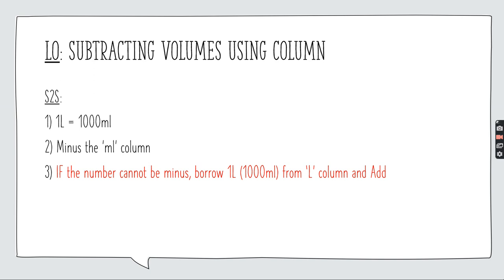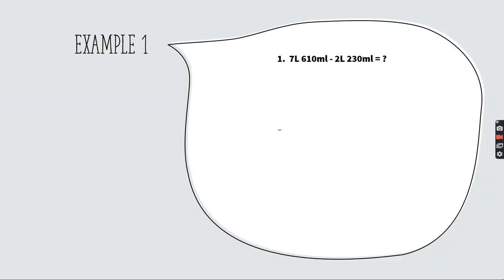Step 3, if the number cannot be minus, borrow 1 liter, which is 1000 milliliters, from the liter column and add. I'm going to show you this later through examples. Step 4, minus 1 liter from the L column, which is the liter column, and step 5, minus as usual. So let's get started. Example 1, 7 liters 610 milliliters minus 2 liters 230 milliliters.